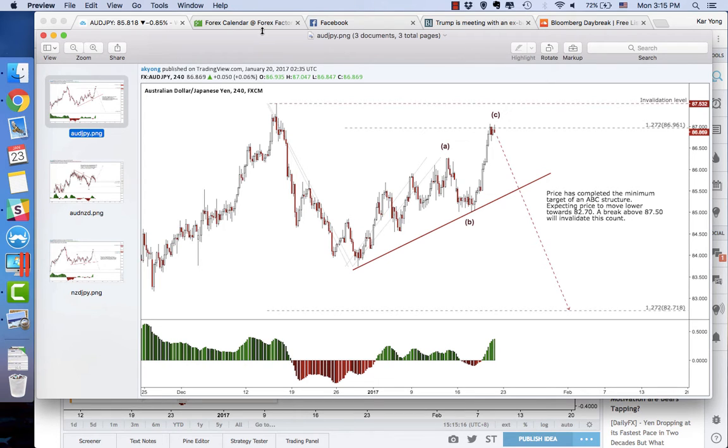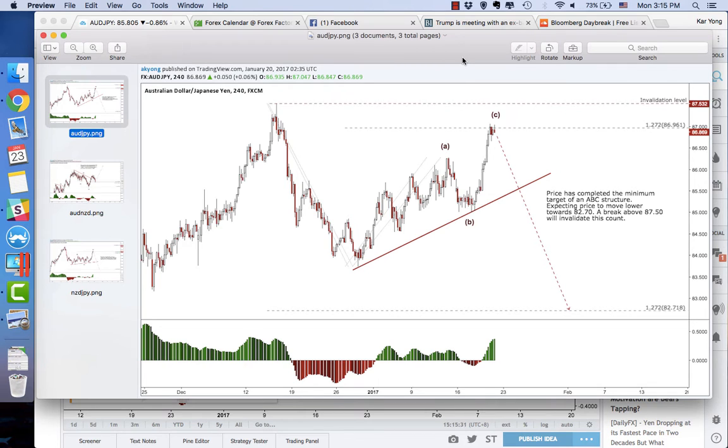So for this week, before going to the potential market setups for this coming week, I would like to quickly share with you some of the last week's examples and trades that we have taken. The first one is on Aussie Yen.